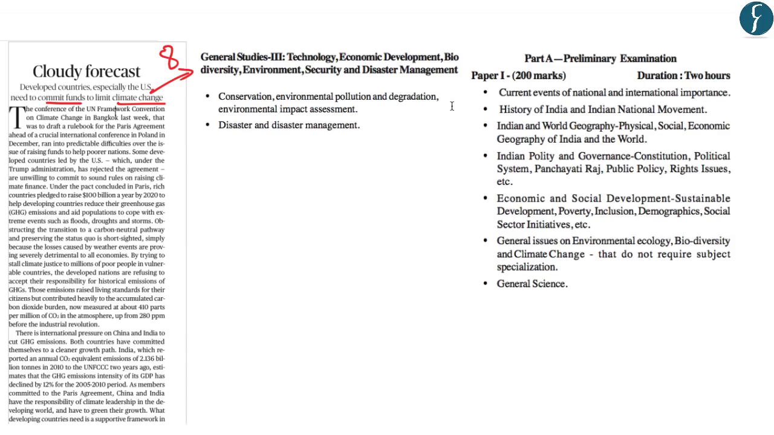Now this topic forms a part of GS paper 3 under your mains examination as well as a part of general issues on environment, ecology, biodiversity and climate change in your prelims examination. Now repeatedly questions on climate change have been asked by UPSC in the previous examinations. We'll go through some of the questions asked by UPSC. First of all, let's understand what this particular editorial talks about with respect to committing funds by the developed country.